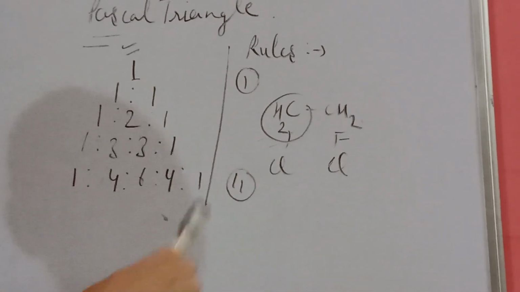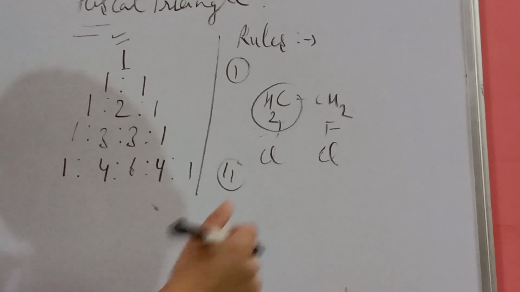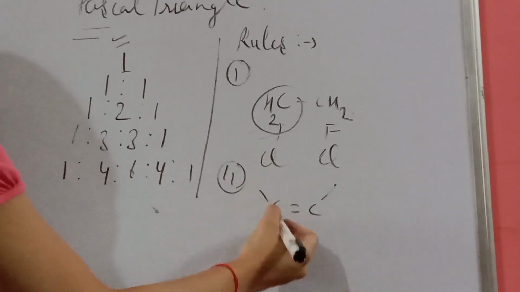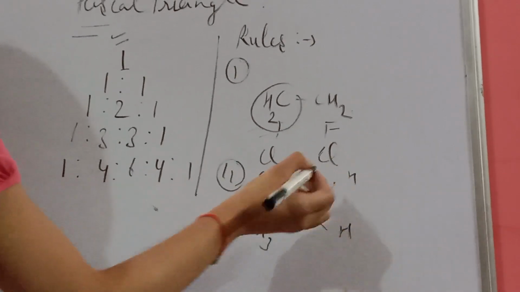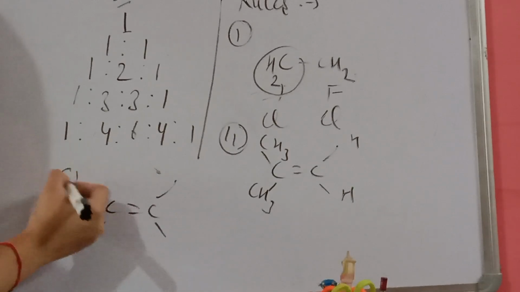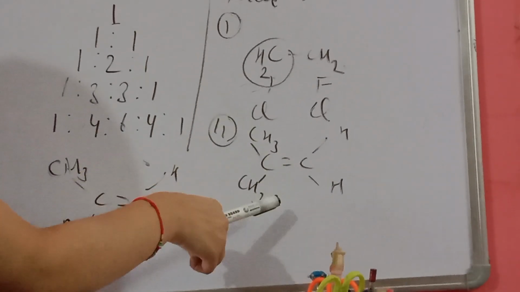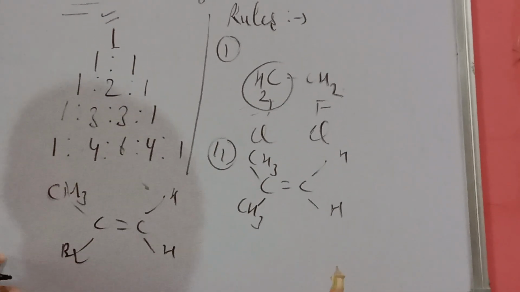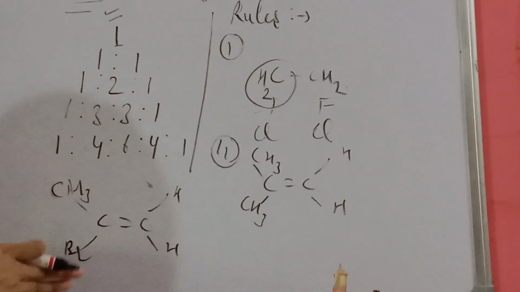Rule number 2 states that splitting of one proton by another proton on the same carbon, that is geminal coupling, happens when the two geminal protons are non-equivalent. Let us take an example of isobutylene and 2-bromopropene, that is, a carbon-carbon double bond with a methyl group on one carbon and two protons on the other carbon. In the case of isobutylene, the two vinyl protons are equivalent and hence no splitting takes place, whereas in 2-bromopropene, the two vinyl protons are non-equivalent and therefore splitting is observed.